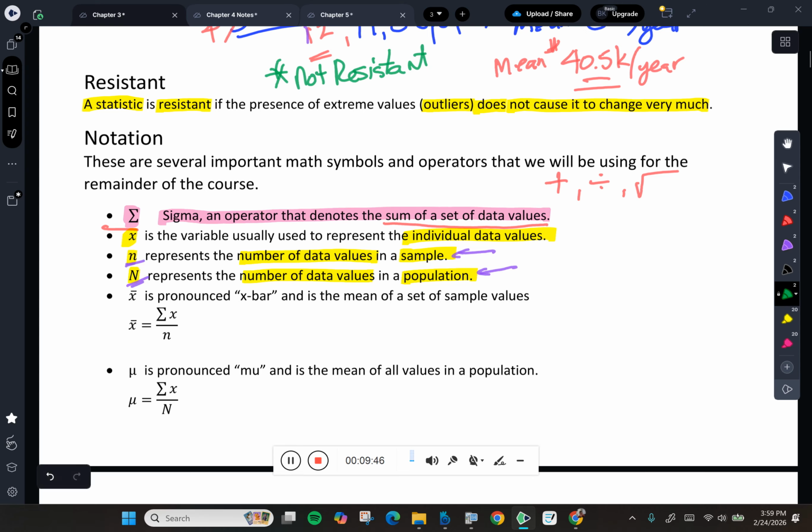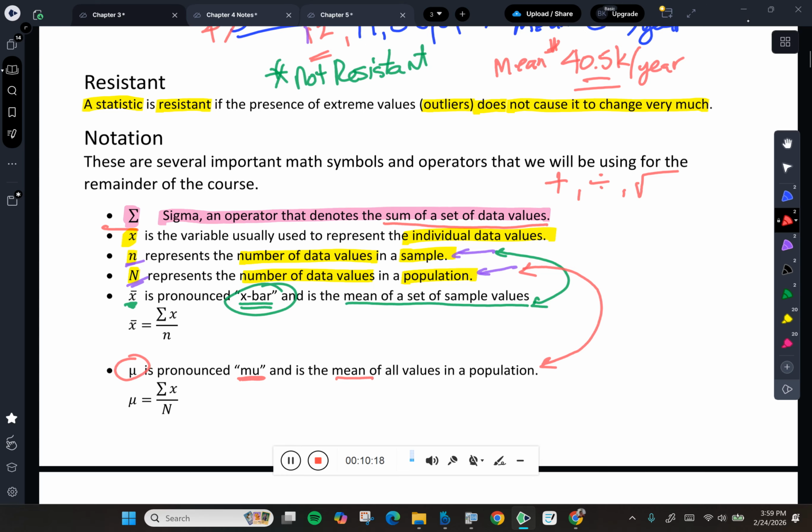Okay. X bar, x with a little line over it. X bar is the mean of a set of sample values. So from a sample, we get a mean, but we call it x bar. From a population, we get a mean, but we call it mu, the Greek letter. It looks like a U with a tail on the left as well, the Greek letter mu.